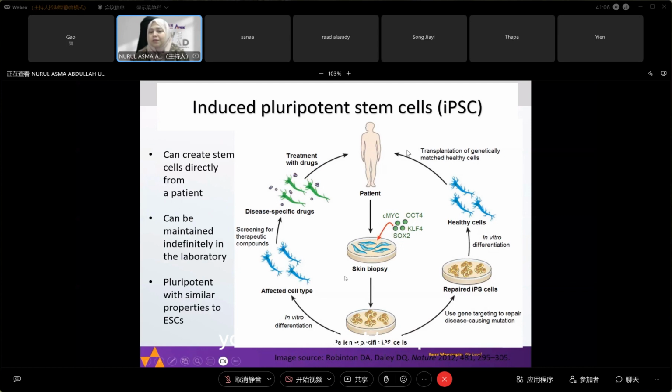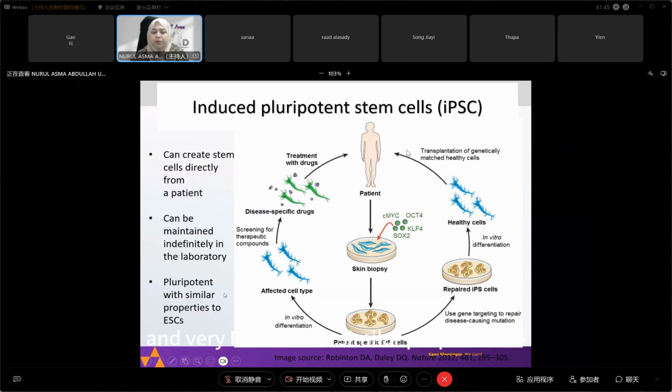You can use that to repair or to promote the production of more and more healthy cells in the patient's system, in the patient's body. Or you can use the cells as a carrier to carry the treatments to the patient's body. This induced pluripotent stem cell can be maintained indefinitely in the lab. You can maintain it because it is pluripotent, so it has a very long shelf life.